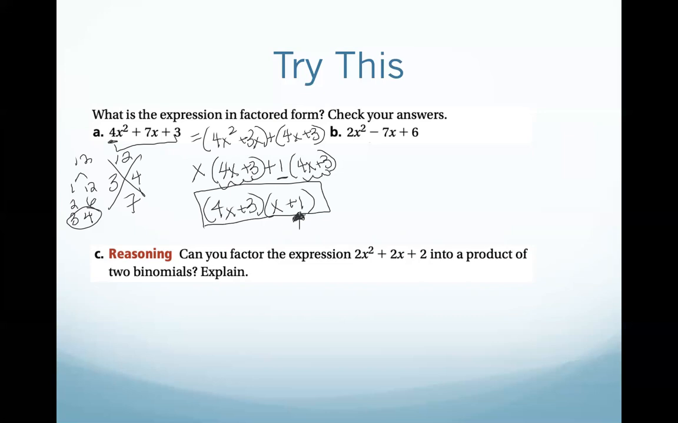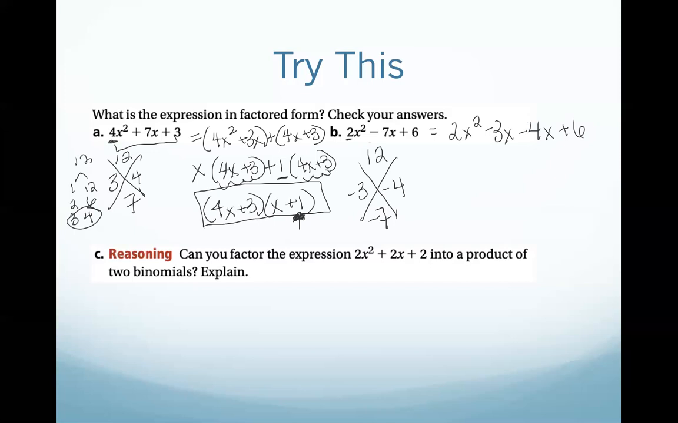Okay, for B, again, our leading coefficient is not 1. So we do 2 times 6 is 12 and adds to -7. Oh, well, this looks very familiar. Multiplies to 12 and adds to 7, but this time they're negative. So that's a -3 and a -4. And then we're going to do factoring by grouping again. So that's 2x squared minus 3x minus 4x plus 6.